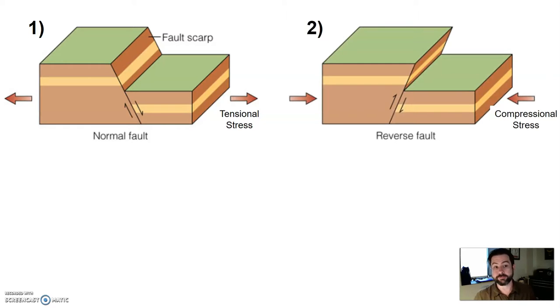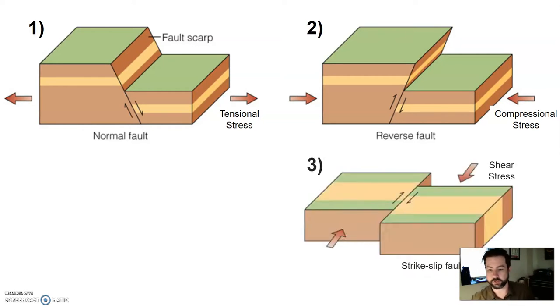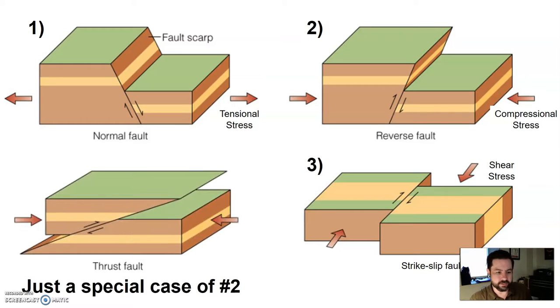You have a reverse fault, which is a reverse of the previous scenario. So you have a compressional stress, so crashing together, causing material to break and move. Compressional stress causing reverse faults. Then we have strike-slip faults. This is caused by a shear stress, kind of a side-by-side motion. Now, there's a fourth type called a thrust fault. It's just kind of a special case of number 2, compressional stress.